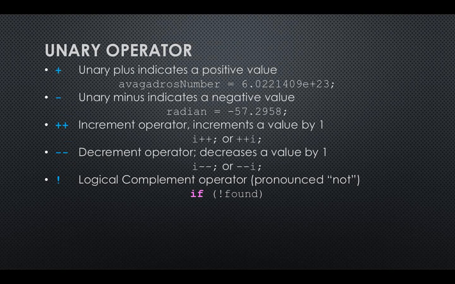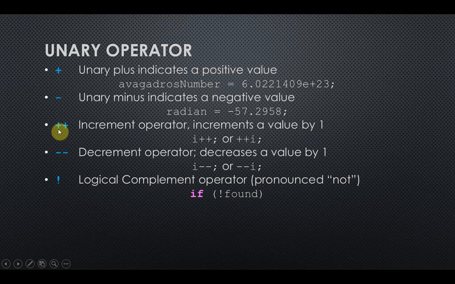So what is unary plus? Basically, that says the number that follows is a positive number. You can see an example here where I have a local variable, Avogadro's number, which is then assigned to 6.0221409 times 10 to the positive 23rd. So there's my unary plus operator that's saying the 23 that follows is a positive value. Unary minus is a negative value. So I have a local variable radian, and I am assigning it to negative 57.2958. So it operates on the value that immediately follows it.